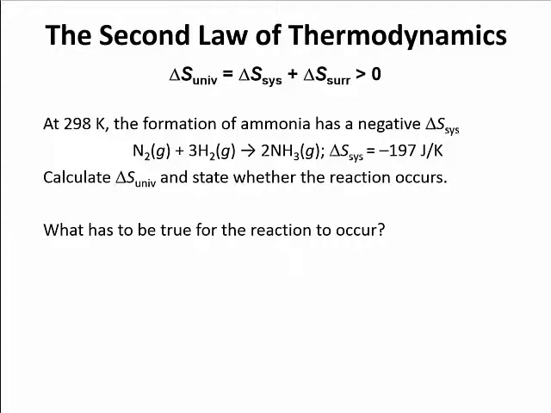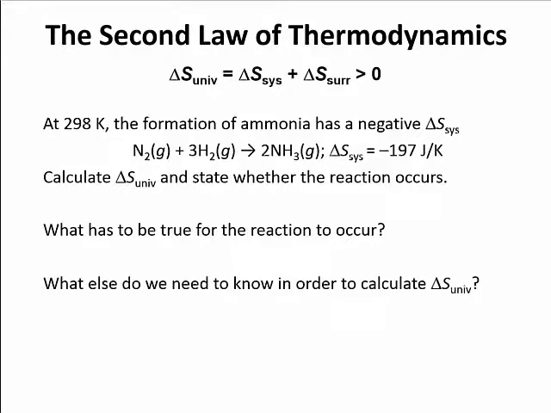Well, remember, delta S of the universe has to be greater than 0 for a process to be spontaneous. So what that means is my delta S of surroundings has to be a greater positive value than 197. Because when I add my delta S of the system and delta S of the surroundings, I have to get greater than 0 for a spontaneous process.